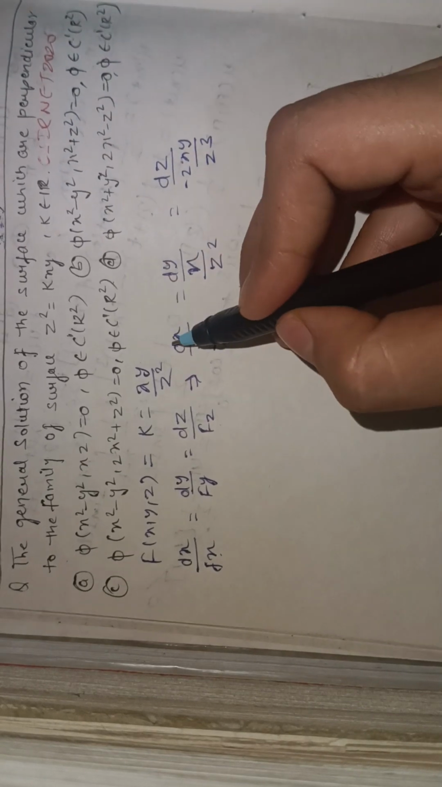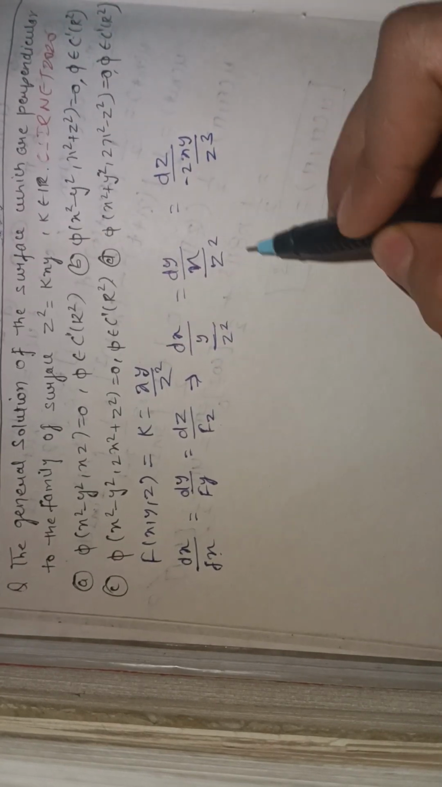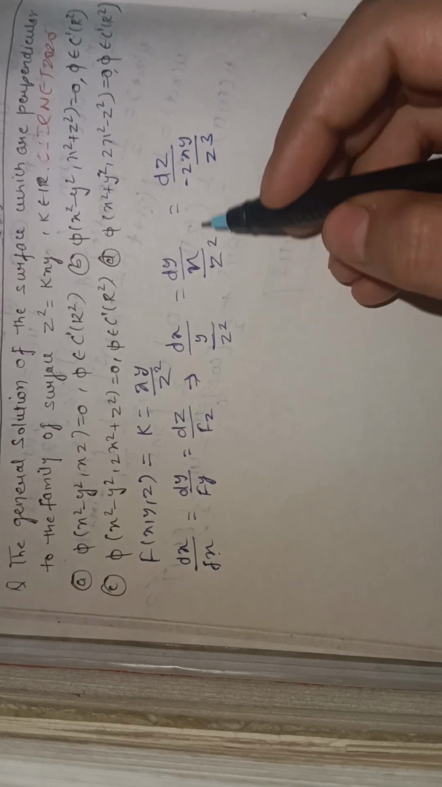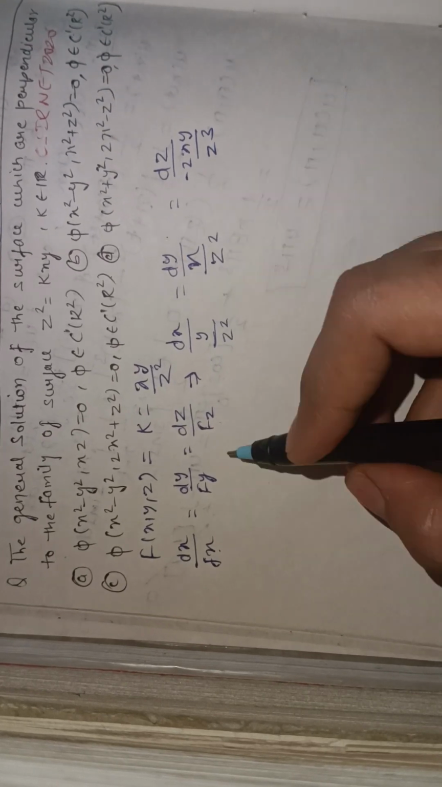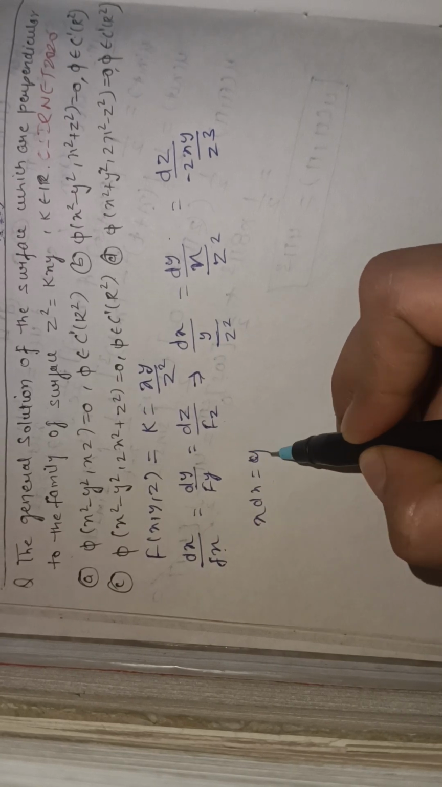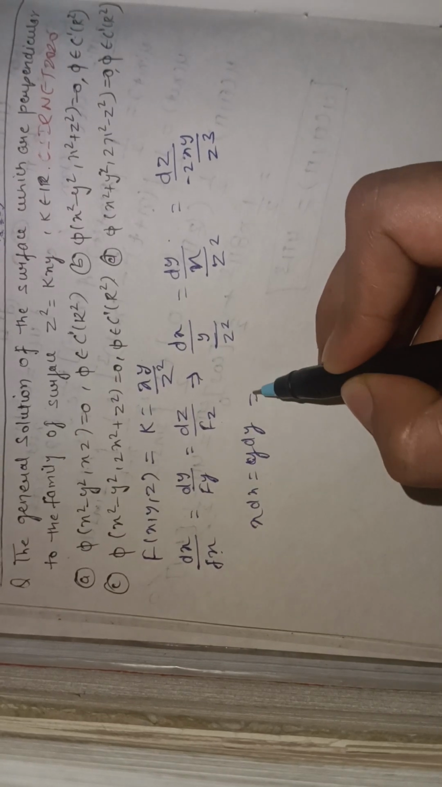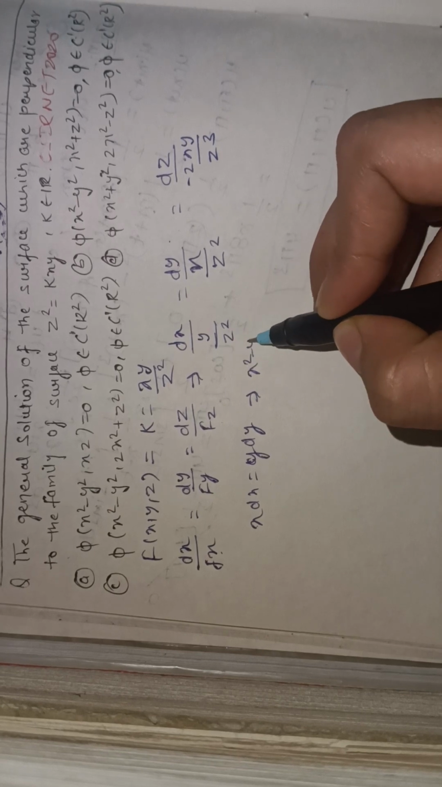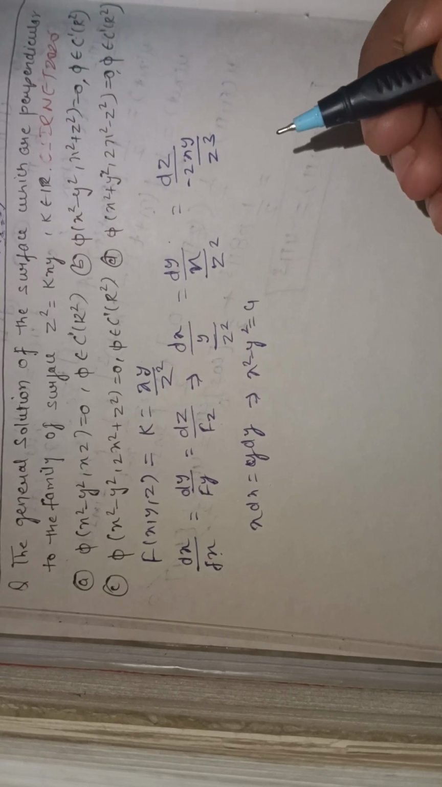Now we have to solve this by taking two factors at a time. First we take the first and second factor. What do we get? x dx equals y dy, which implies x squared minus y squared equals c1.